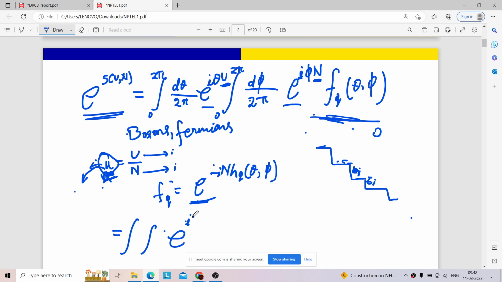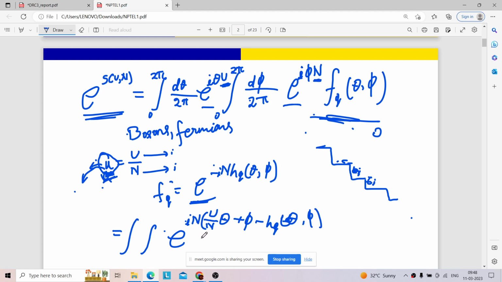I can take common n. If I take common n, then this will be capital U over capital N, and the second term n is there, I can take common. In the first term there is theta, I forgot about that, and in the second term I can take common n, then remains phi, and from the third term I am taking common in. So what will remain? Minus HQ, which is a function of theta, theta and phi. Right.